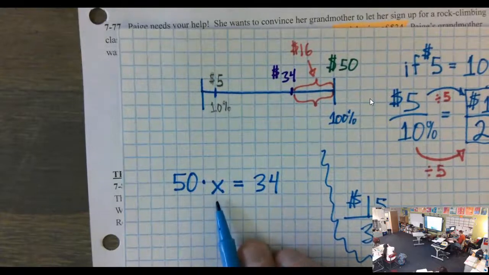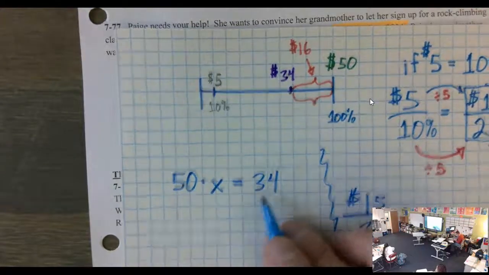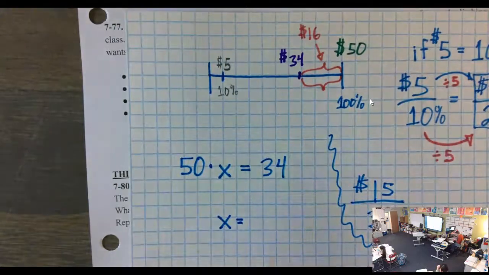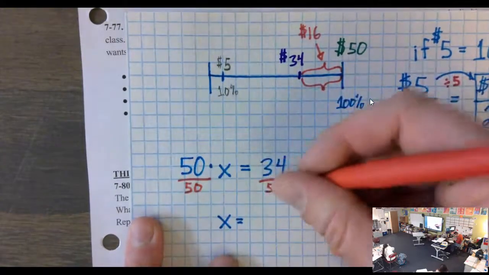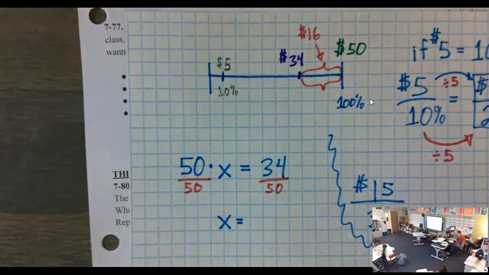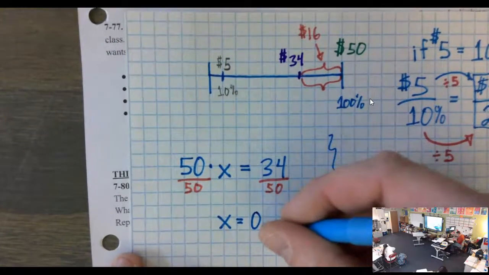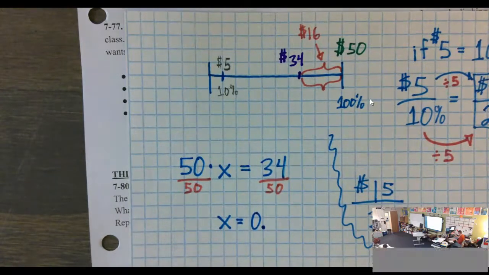How would I solve this? How would I get x by itself? Yeah, divide by 50. So do it. Grab your calculator. Do 34 divided by 50. And x gets a decimal, 6.8.